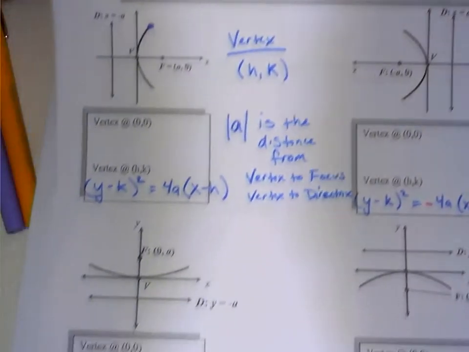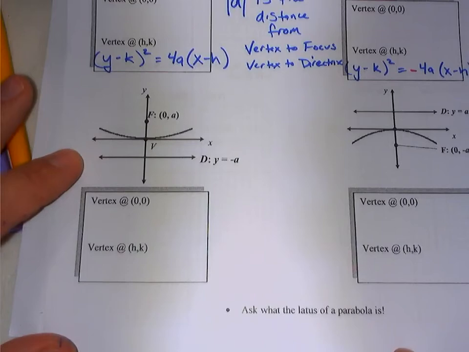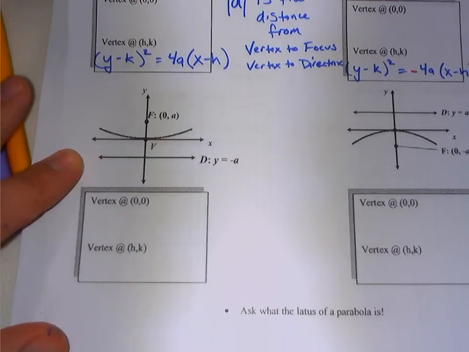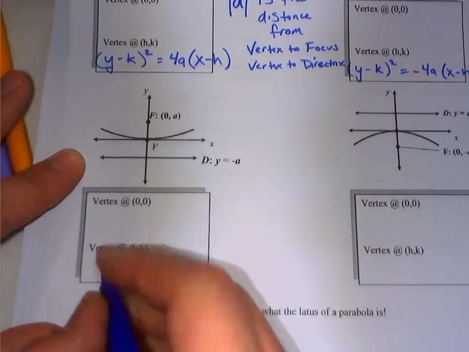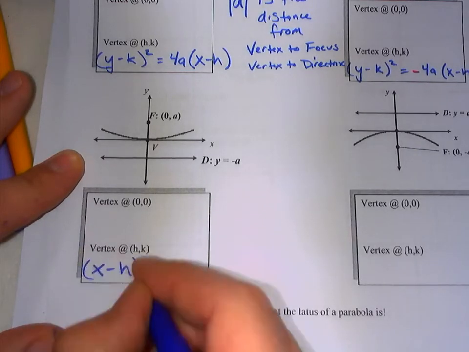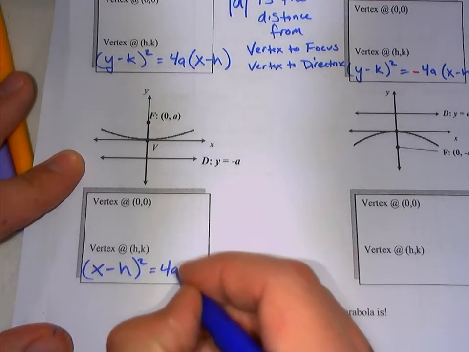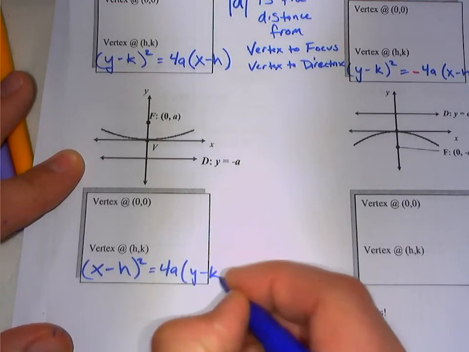All right, let's do the up and down ones. If it goes up and down, the x's are now squared. So it's going to be x minus h squared, and that equals 4a times the quantity y minus k.